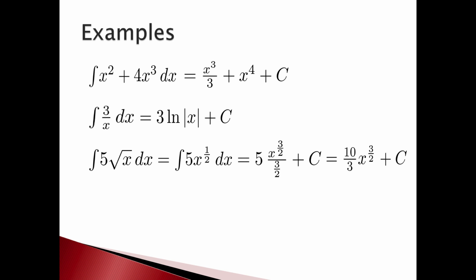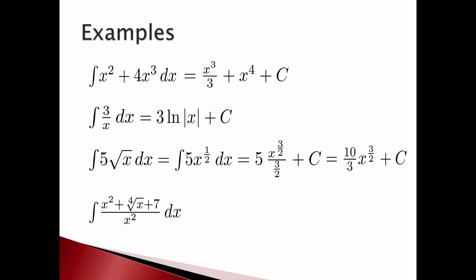And if I want to do a little arithmetic, like take that 3/2 of the denominator and flip it and bring it up, I could multiply my 5 by 2/3, which would give me 10/3 in front if I wanted to do a little extra arithmetic.